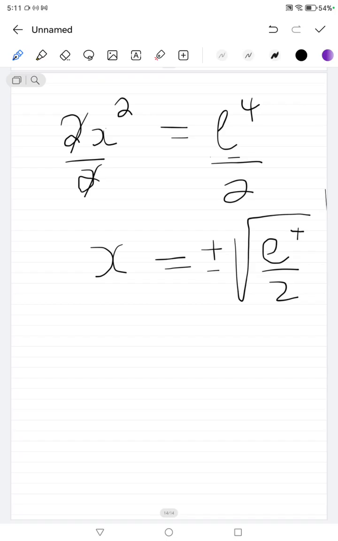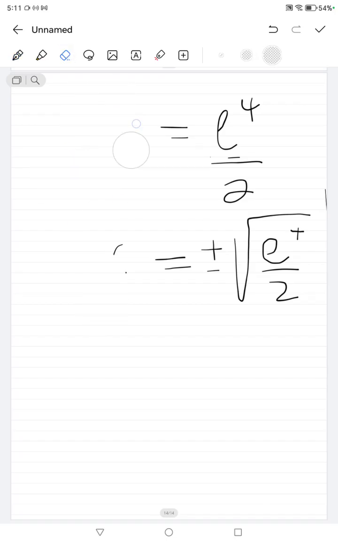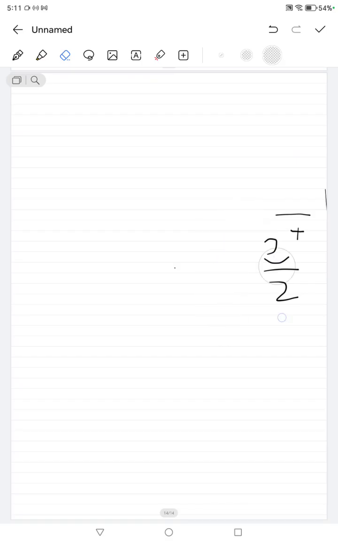Then okay, another one that's a little bit similar. Okay, we're done with that one. Another one that's a little bit similar but different.